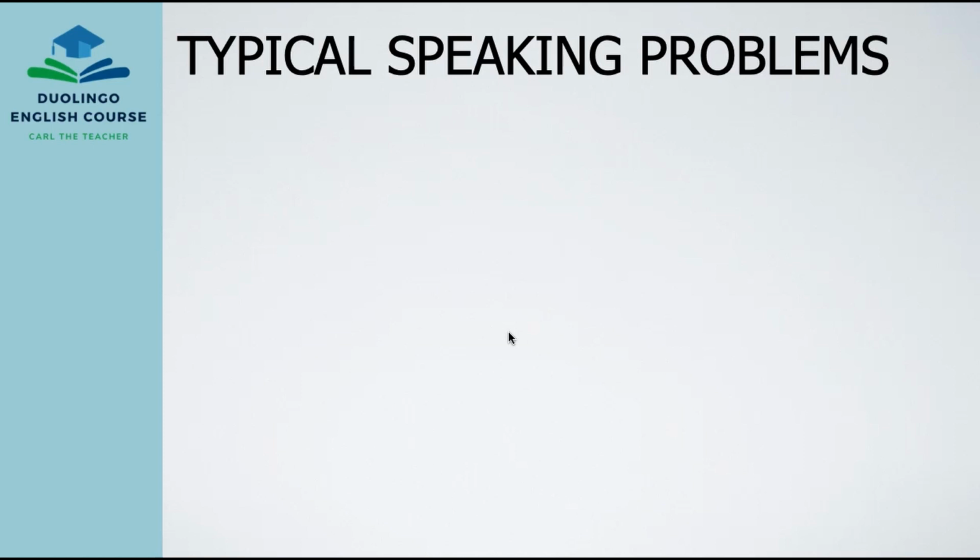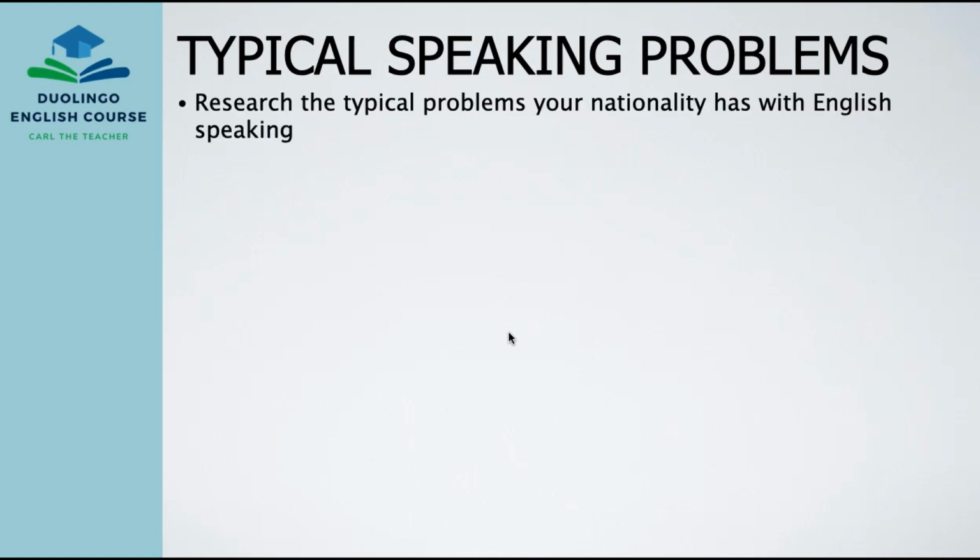So, some typical speaking problems that students might have when taking this test. Now, the first thing that I recommend you do is to research the typical problems your nationality has with English speaking. Every different nationality, when they're learning English, has different issues. A lot of this comes from their first language having an influence on the way that people speak a second or a third language. That's why everybody's slightly different.